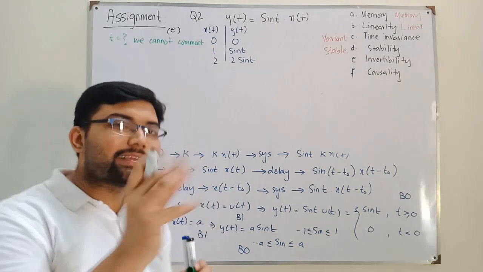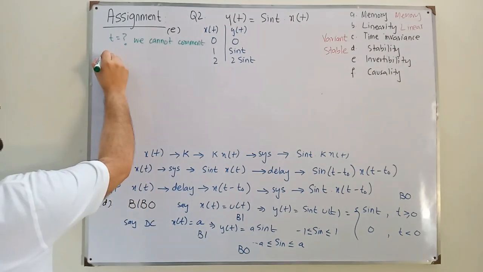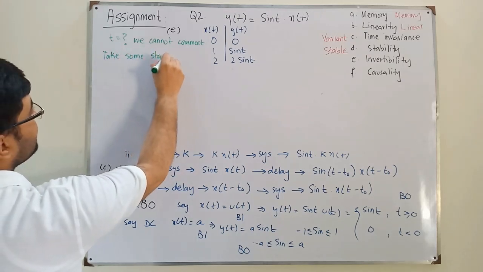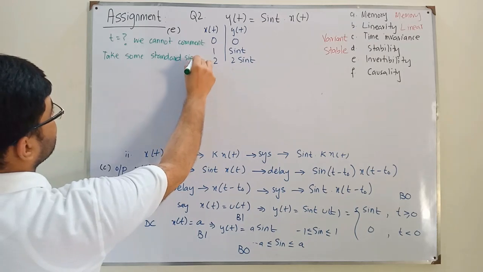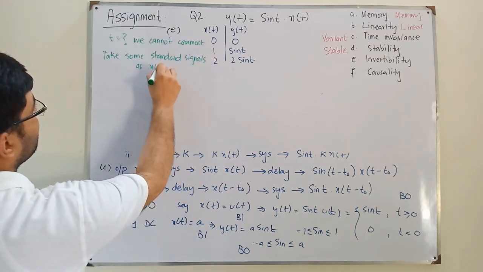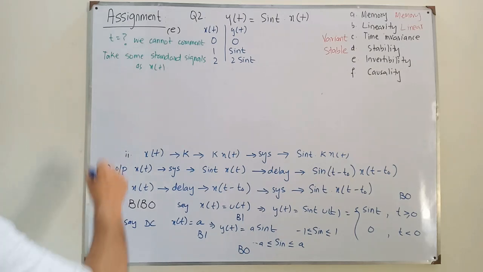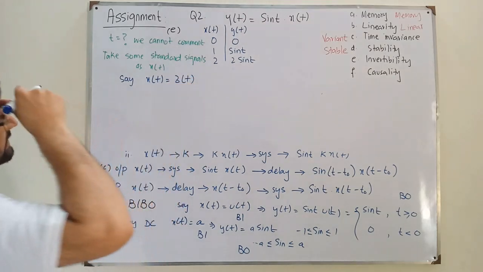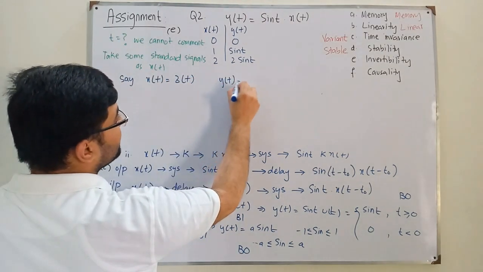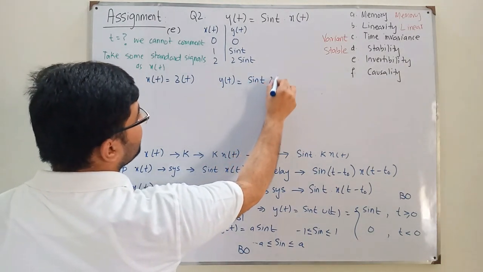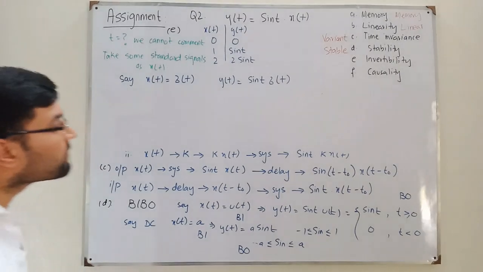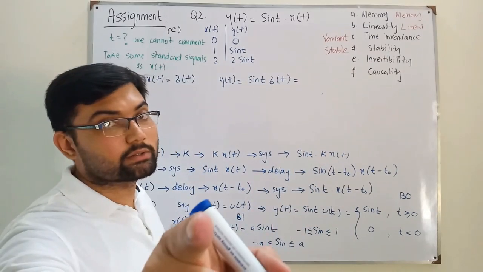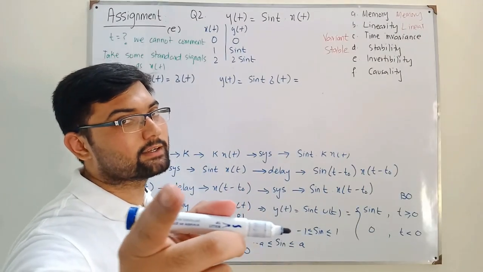So in such examples, when you have a little complexity involved, what do you do? You take some standard signals as x of t. Let's say over here I take it as the impulse signal. Over here, say my x of t is the impulse signal. So when I give it to my system, y of t would equal sine of t multiplied by delta of t. Isn't it so? So sine of t multiplied by delta of t is equal to what? You know this. It's 0, right?